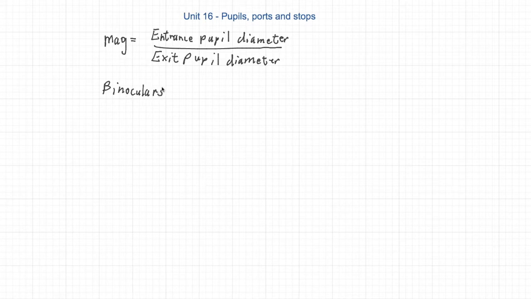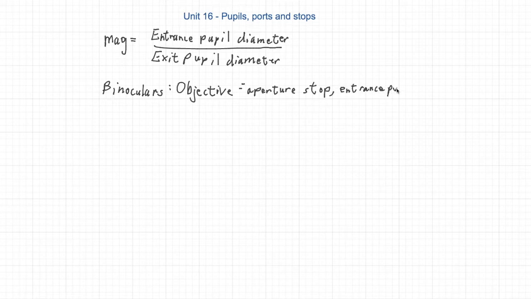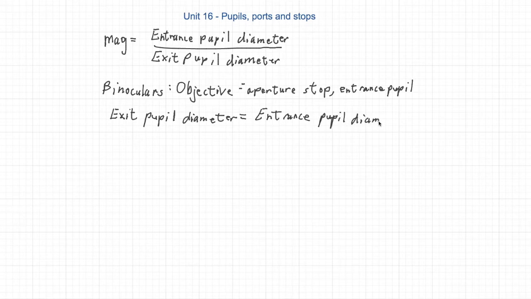Now recall from Unit 14, when we learned about binoculars, the objective is the lens in the front. And it also happens to be the aperture stop, and because there's no lens in front of it from object space, it is also the entrance pupil. The exit pupil you can observe by looking through the eyepieces, and by rearranging the formula above, we can calculate the exit pupil diameter as the entrance pupil diameter divided by the magnification.